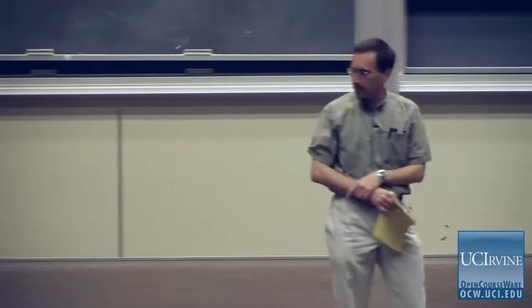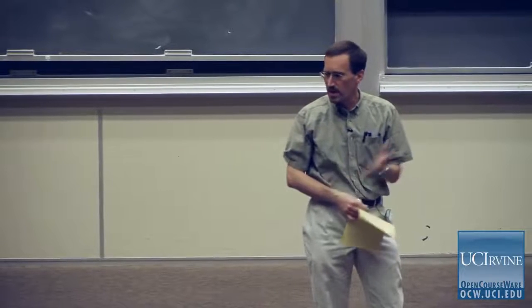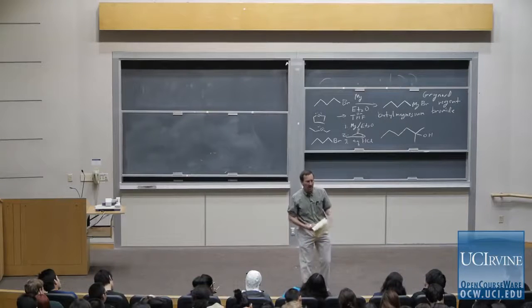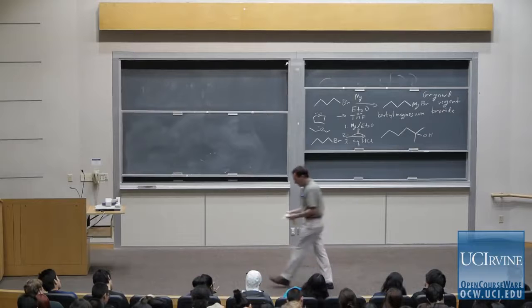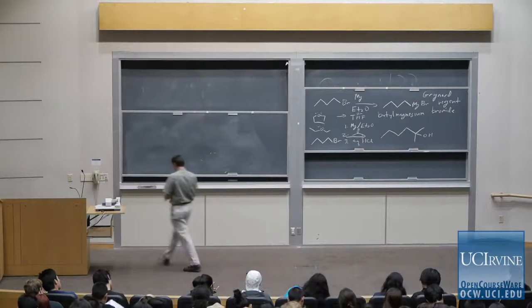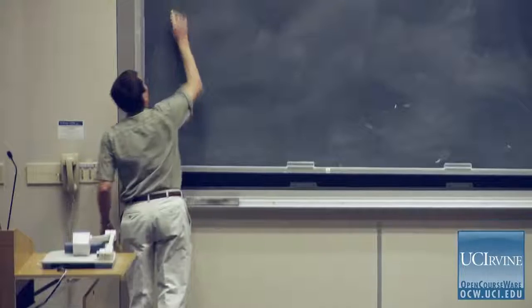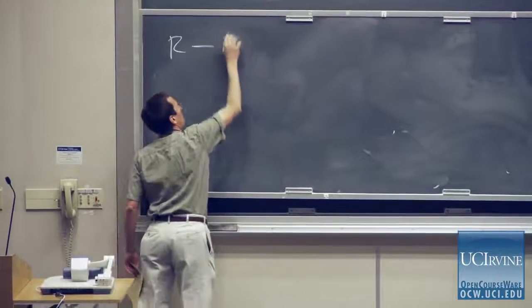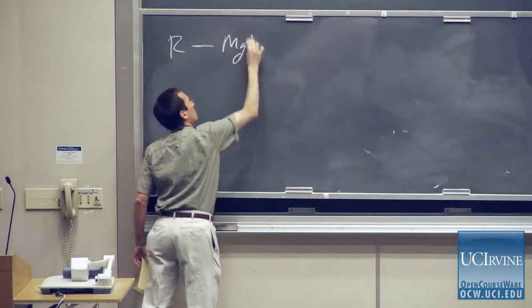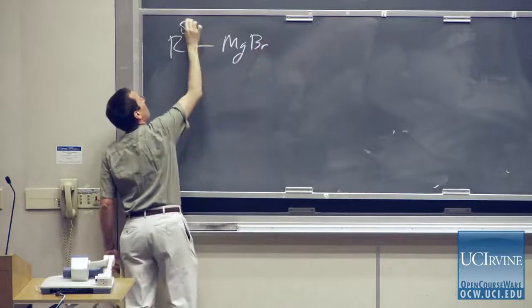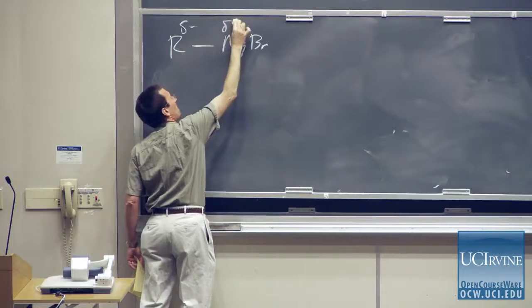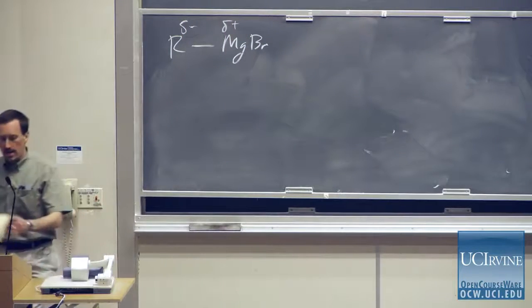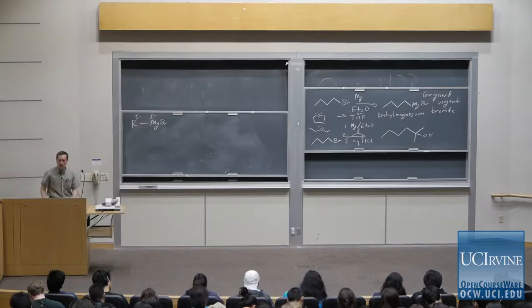Magnesium has an electronegativity of 1.3, carbon about 2.5 or 2.55. So you can think of the bond between magnesium and carbon as a polar covalent bond. In other words, you can think of this as having a delta minus, a partial negative charge on carbon, and a partial positive charge on magnesium.